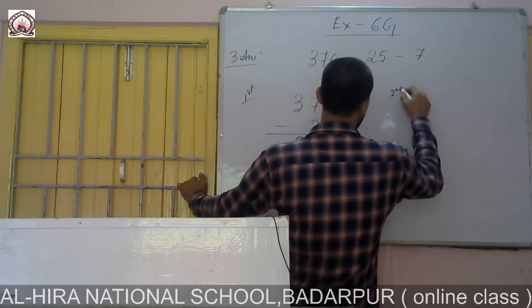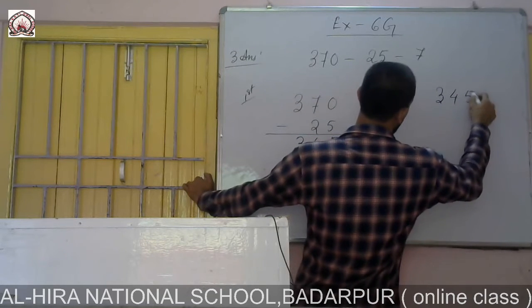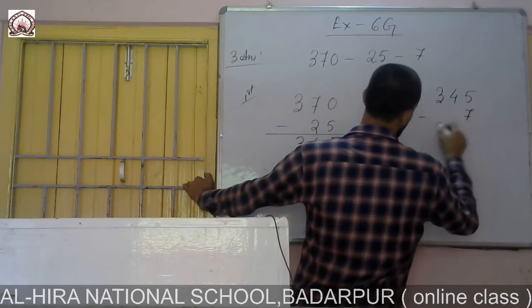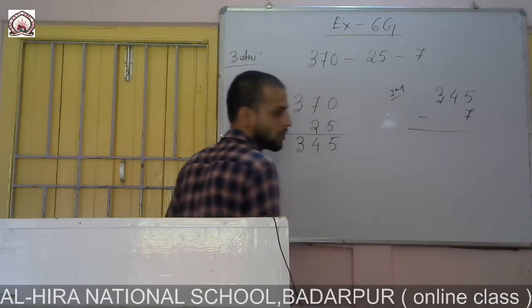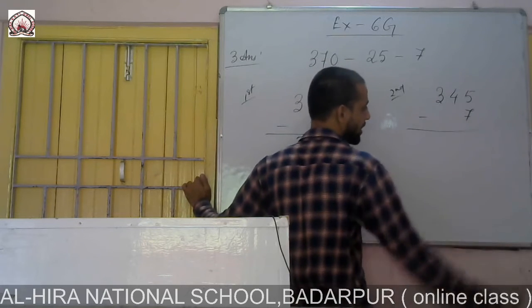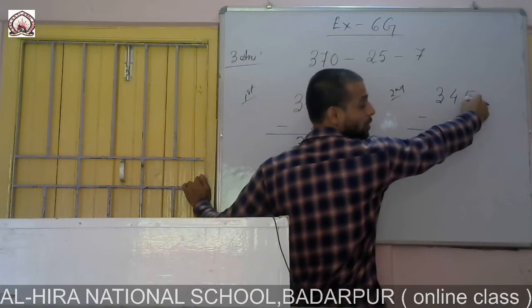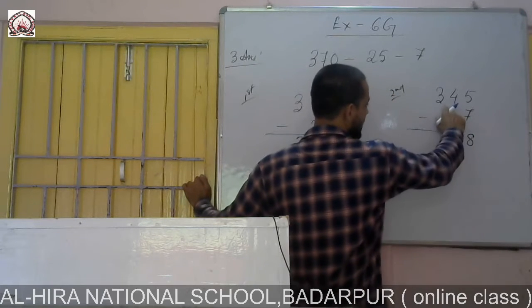Okay, so here you can write second: 345 minus 7. We cannot subtract 7 from 5, we have to carry 1. If we carry 1, then instead of 5 we will get 15. So 15 minus 7 equals 8.